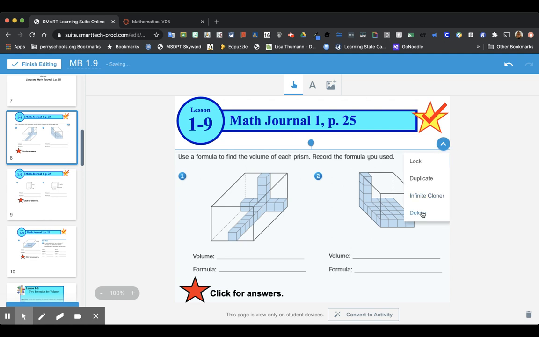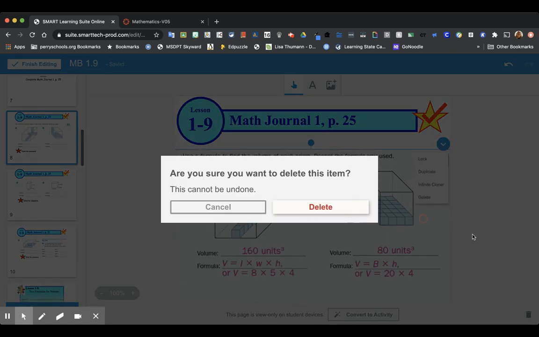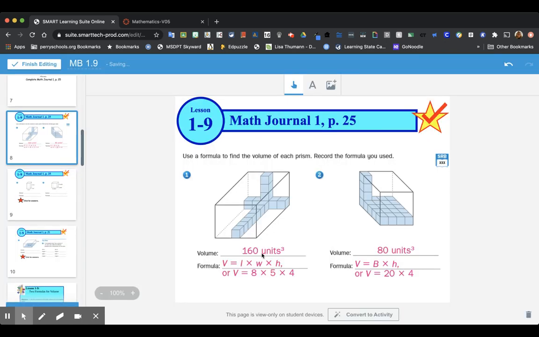Let's go and look. Number 1 should have been 160 units cubed, and number 2 was 80 units cubed. You could see that by doing number 1, 8 times 5 times 4, giving us 160. And for number 2, you would have found 20 cubes on the base and 4 rows. 20 times 4 equals 80.